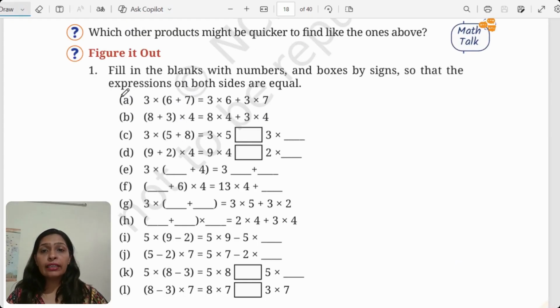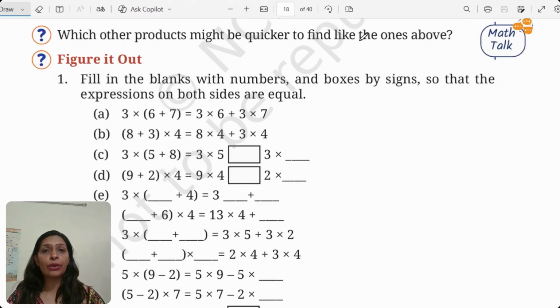You have to fill in the blanks with the numbers and boxes by signs so that the expressions on both the sides are equal. So what we need to do is basically we have to make this equation work, right? So first two examples are already done for us. Like here we have to understand how the bracket has been opened. Now I want every one of you to be attentive here, because this is a major problem that we come across when we have these kinds of opening the brackets, right?